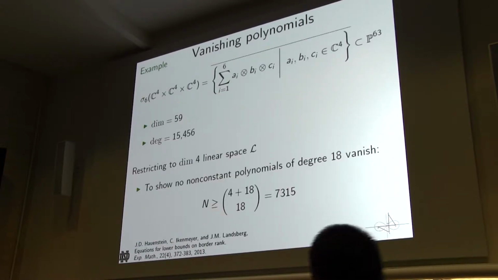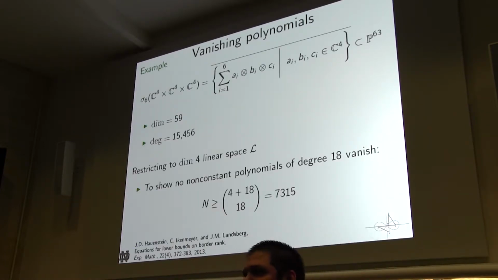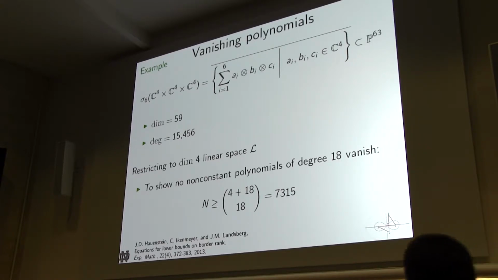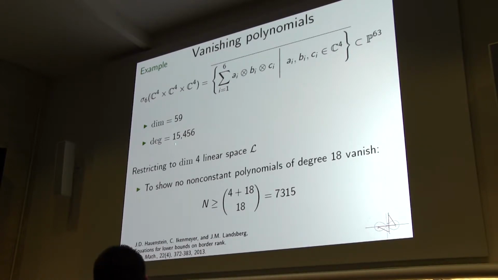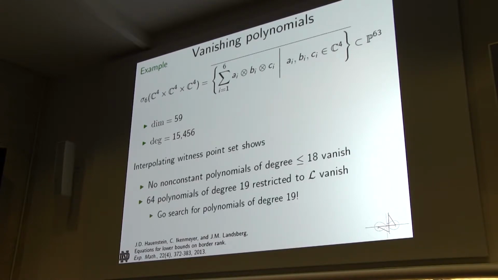Okay, so I tried this, and now I only need 7,000 points. My computer can do that. My laptop can do that. I didn't even need a supercomputer to do this. The degree is 15,000. I only need 7,000 of those points. And there's no polynomials of degree 18. All right, so then I'd say, okay, nothing of degree 18, nothing smaller. Let's go to 19. Maybe JM's calculations were off by 1.